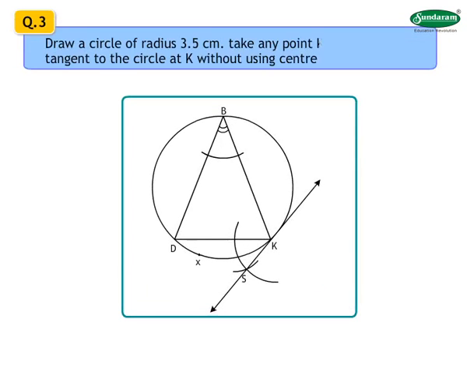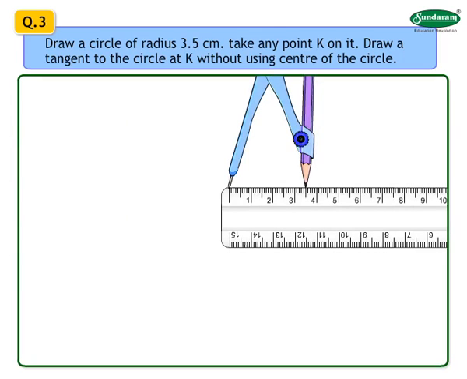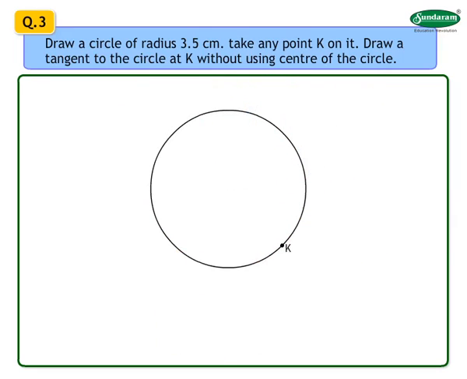Question 3. Draw a circle of radius 3.5 centimeters. Take any point K on it. Draw a tangent to the circle at K without using the center of the circle. Solution. Draw a circle with radius 3.5 centimeters with point K on it.